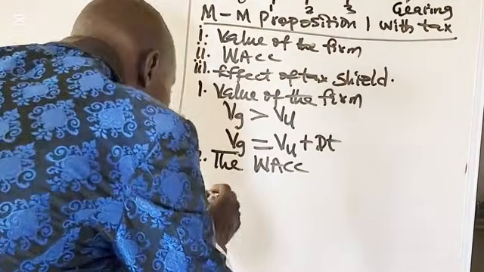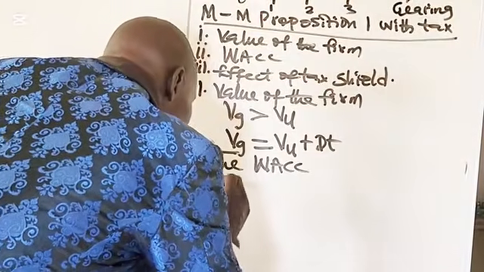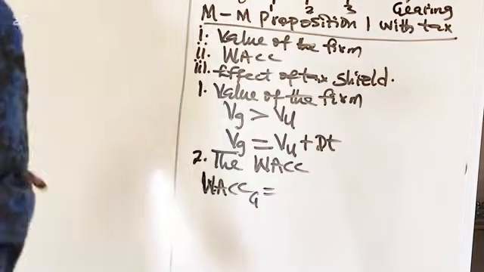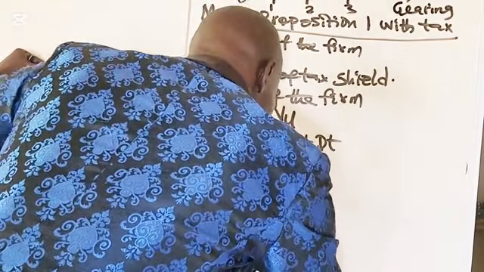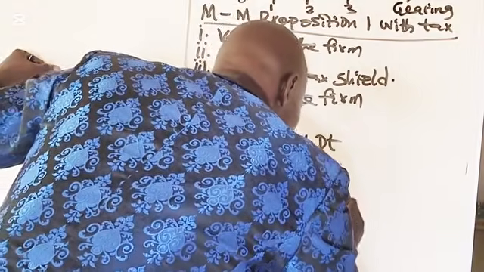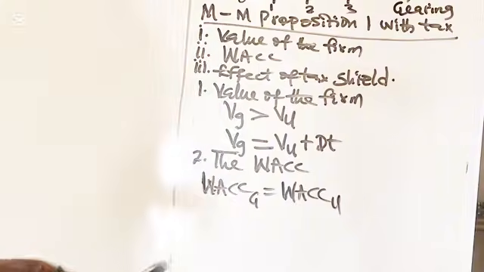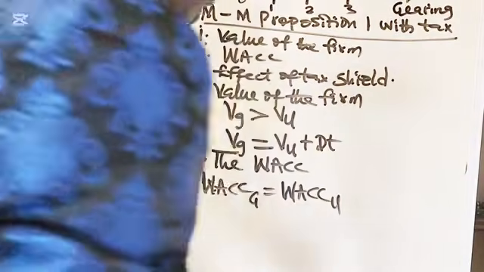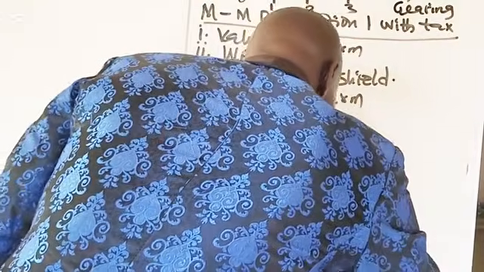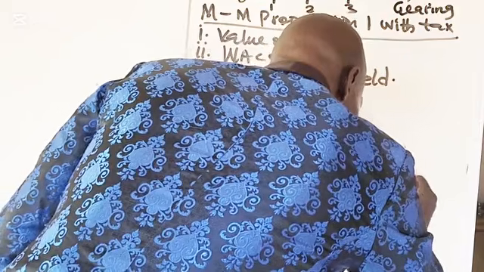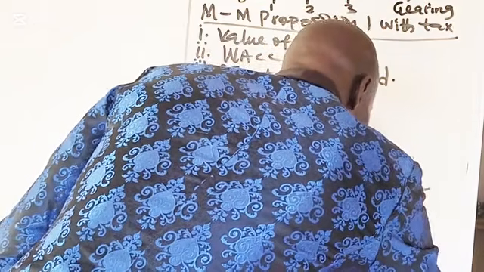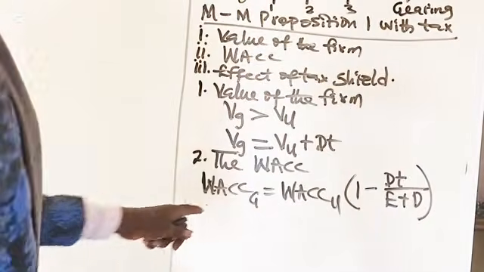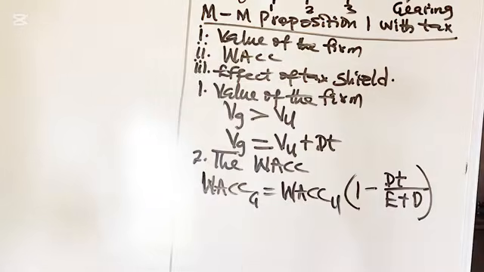The formula for calculating WACC: WACC of a geared company equals WACC of an ungeared company times 1 minus DT over E plus D.